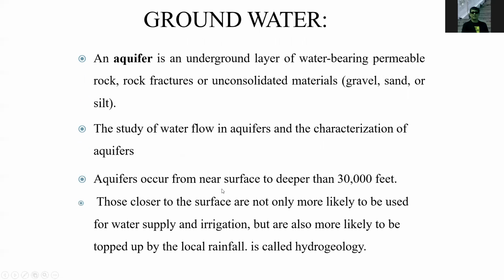Groundwater: an aquifer is a ground layer of water-bearing permeable rocks or rock fractures or unconsolidated material. And the study of water flows in aquifers and characterization of aquifers is called hydrology. Aquifers occur from near the surface to depths of 3,000 feet. Those closer to the surface are not only more likely to be used for water supply and irrigation, but are also most likely to be topped up by local rainfall. So we will discuss this groundwater further in our next topic.